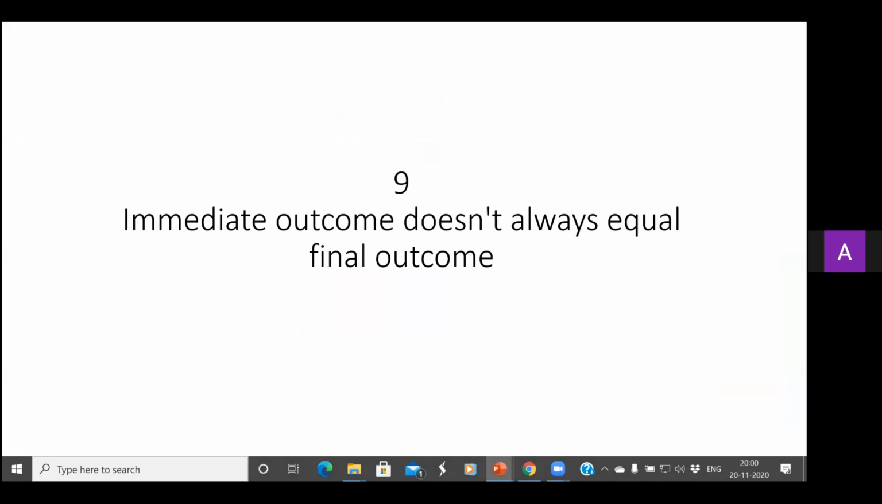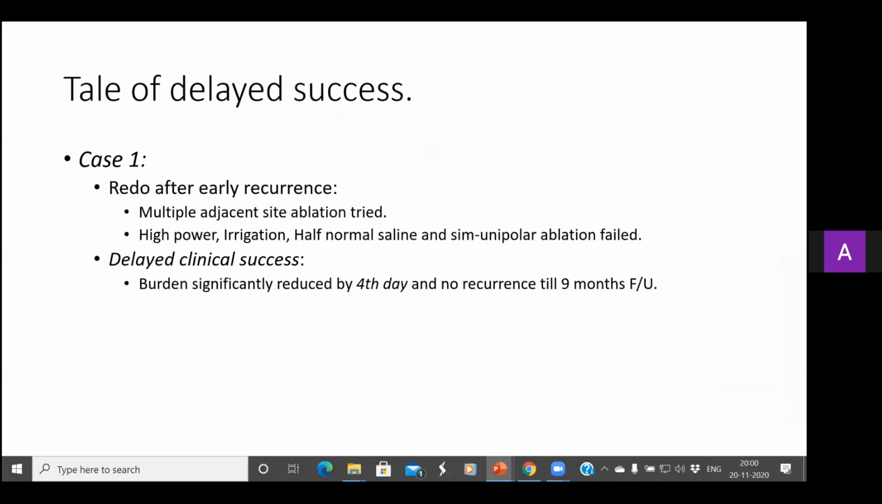The last point to be discussed is the fact that the immediate outcome doesn't always equal the final outcome. One of our patients underwent a redo procedure, where ablation from the GCV, LVOT, and left cusp was tried along with high power irrigation with off-normal saline, but all failed. Simultaneous unipolar ablation from the GCV and LV endocardium also failed. But delayed clinical success was evident by the 4th day of the procedure with a significant reduction of burden, and the patient completed 9 months of follow-up with no recurrence.